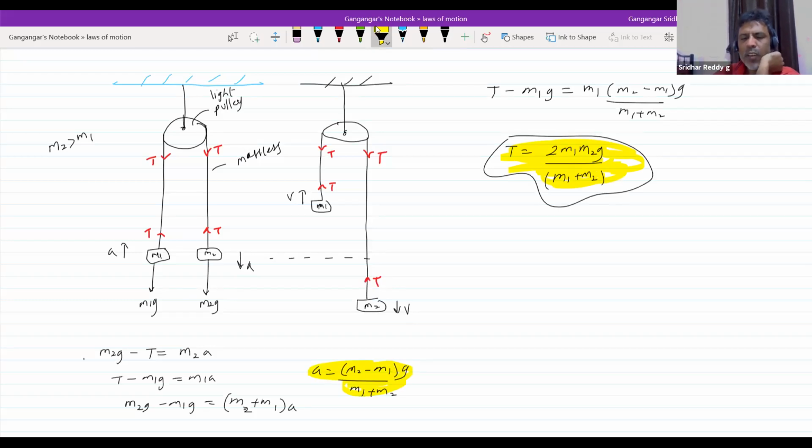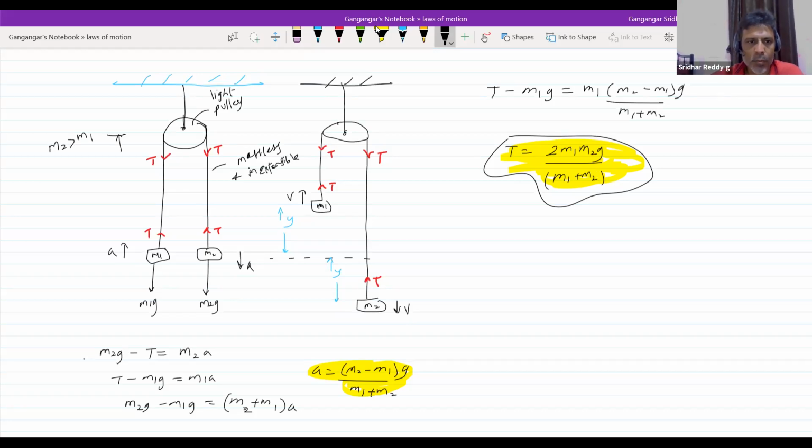Now, why will the block M2 move down and M1 move up? How much M2 will descend, that much M1 will ascend here. So if you look at this displacement Y, this will be Y only. Because again we put a condition: the string is massless and inextensible. So what is the length of the rope?